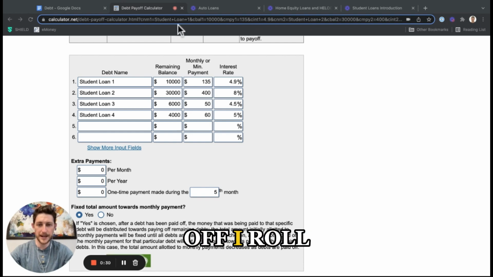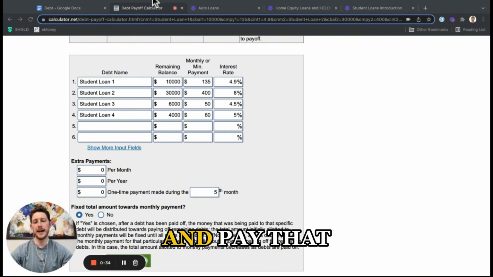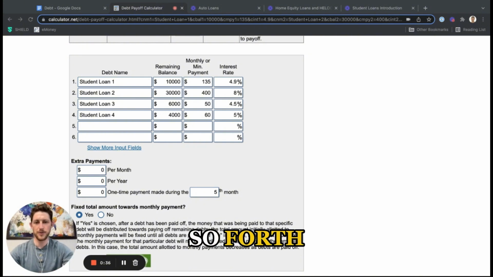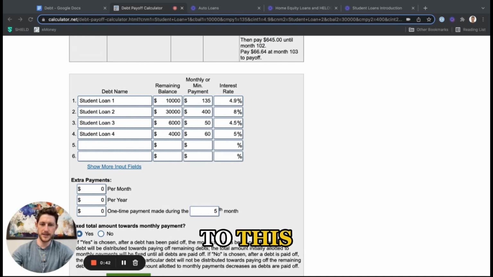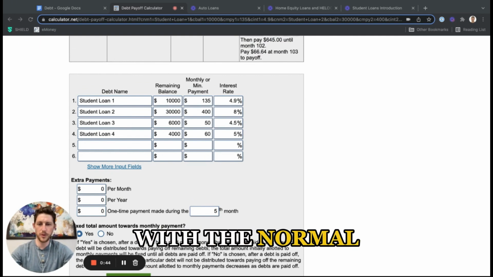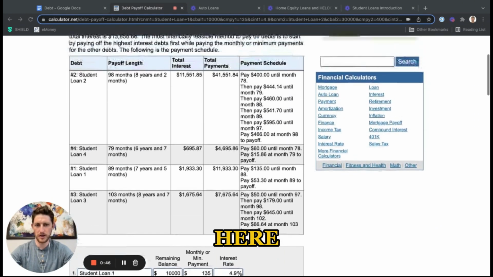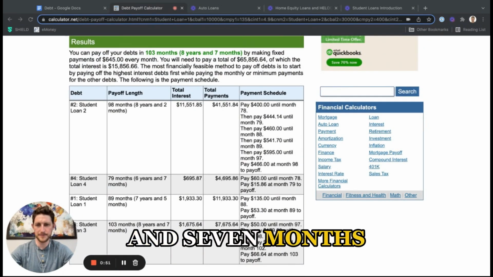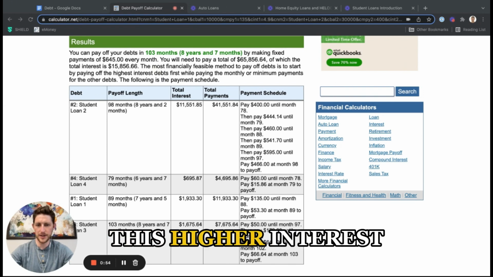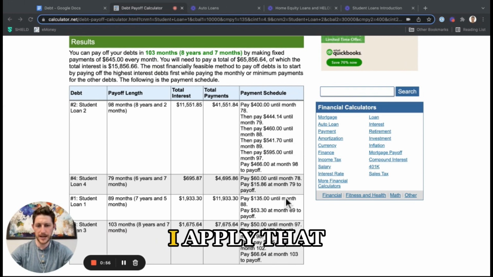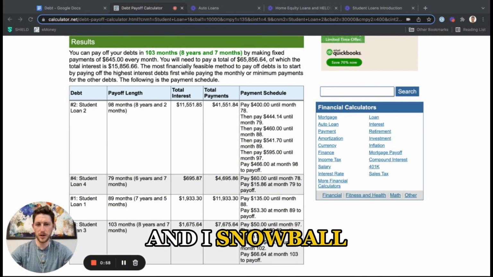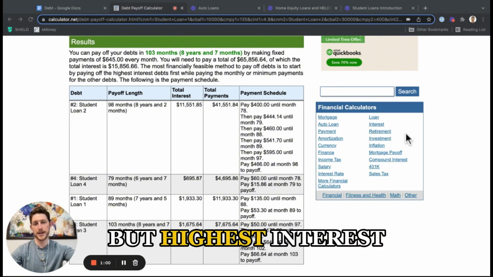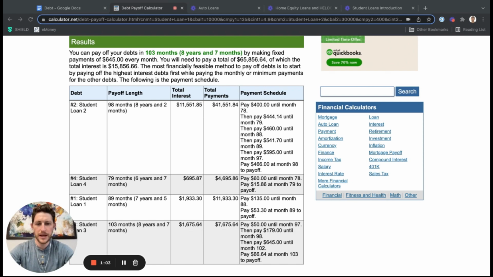Once that's paid off, I roll that payment and the extra money into the next highest interest rate and pay that one off, and so on and so forth. Okay. So if I don't add any extra money to this, I just continue with the normal payoff as it's shown here, then I will be debt free from these student loans in 8 years and 7 months. So that means I pay off this higher interest rate debt. And then when I'm done, I apply that payment to the next one and I snowball it that way. But highest interest rate first is the priority.